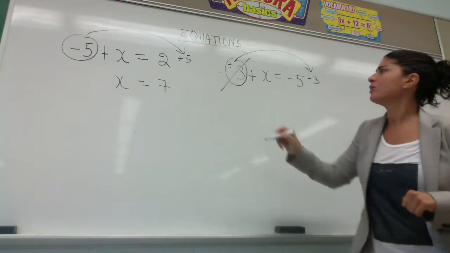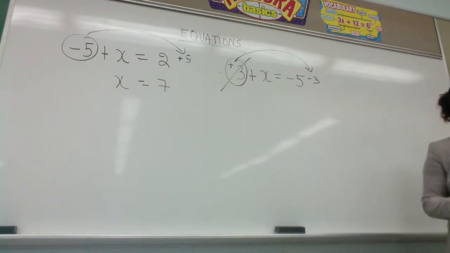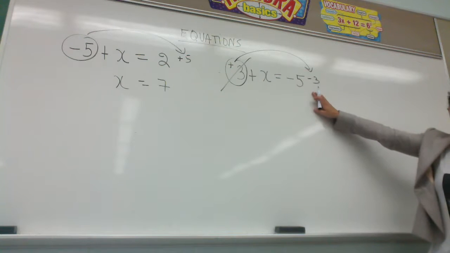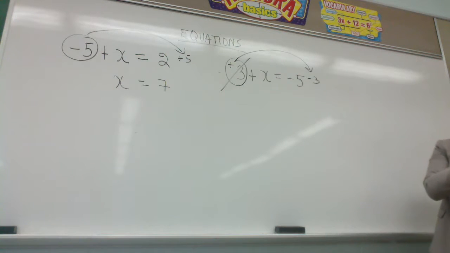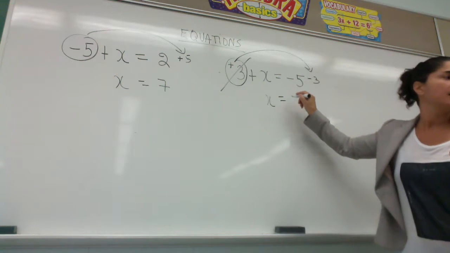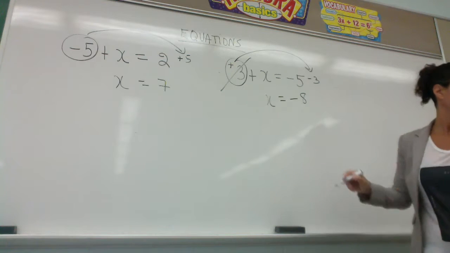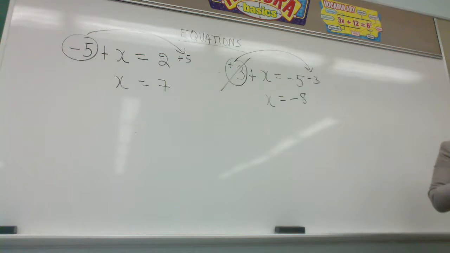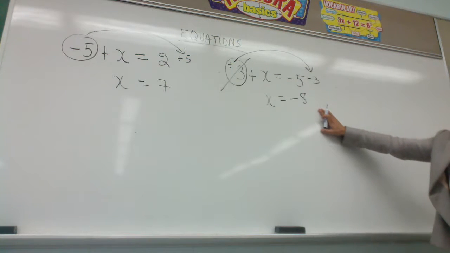Now, some of you are not super comfortable with integers, so this year you're allowed a calculator. What do you do here? -5 minus 3 equals, so now I have x equals -8. That's why you have a calculator, to not make that mistake. -8.